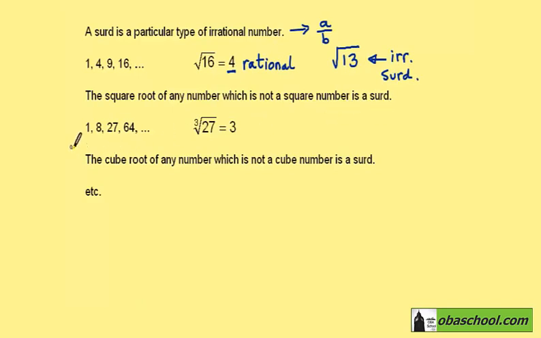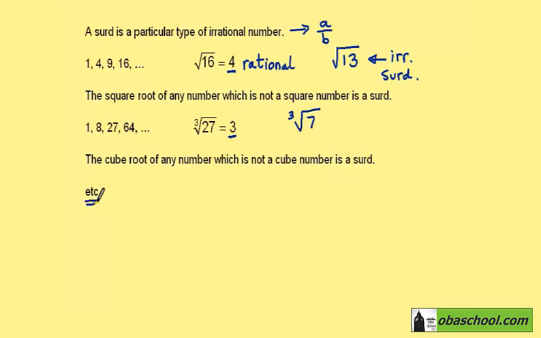Now consider the cube numbers 1, 8, 27, 64, and so on. The cube root of 27 is 3, and clearly this is a rational number. However, if we take a cube root of a number which is not a cube number, this is an irrational number. The cube root of any number which is not a cube number is a surd.